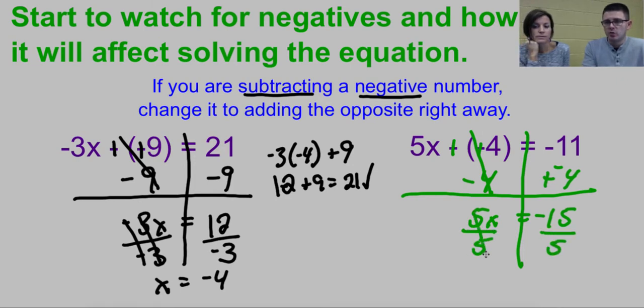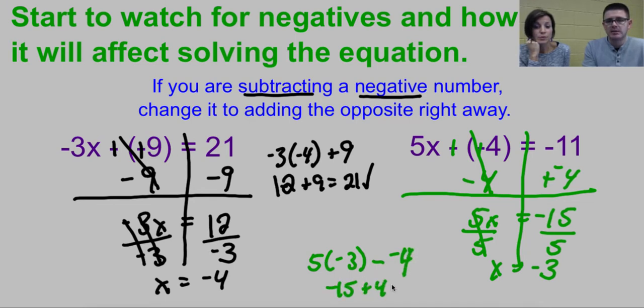5 divided by 5 is 1, or just x. Negative 15 divided by 5 is negative 3. And then a quick check: 5 times negative 3 is negative 15, minus negative 4. So that becomes negative 15 plus a positive 4, which really is negative 11.